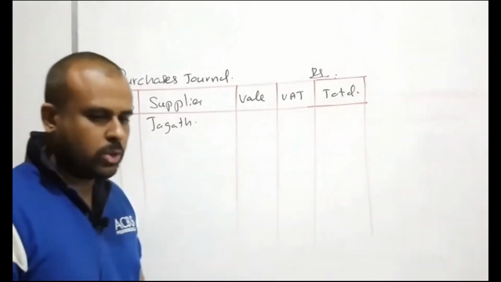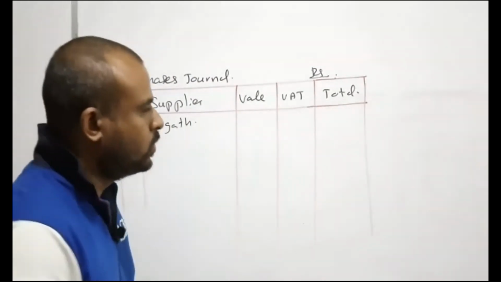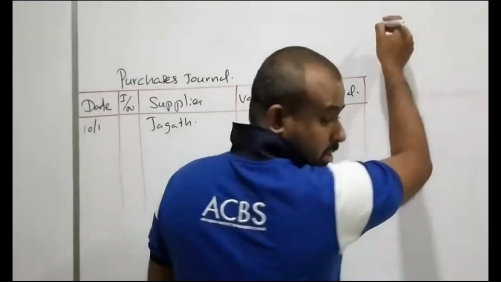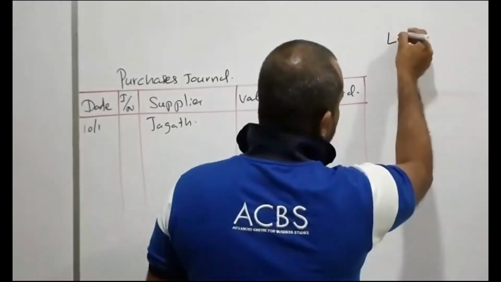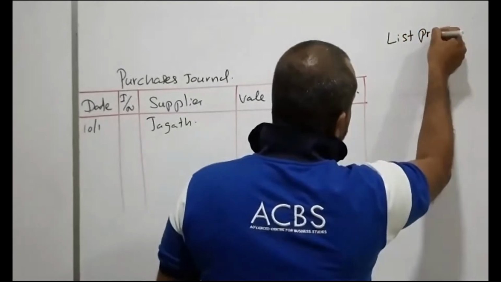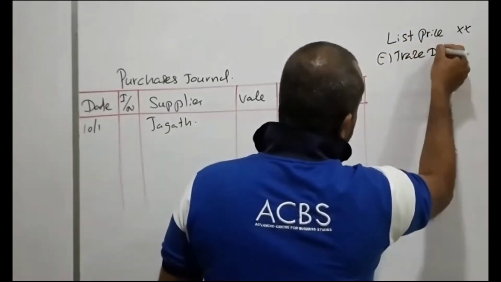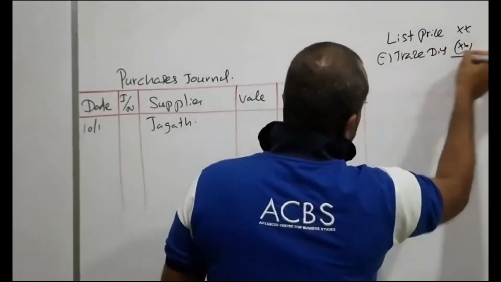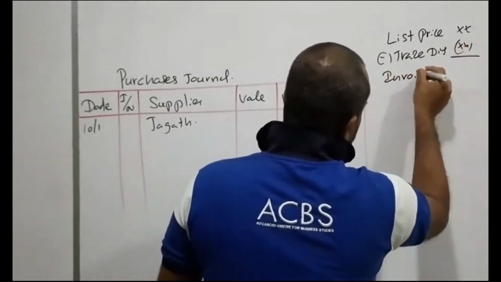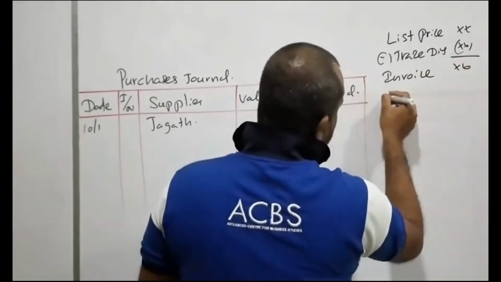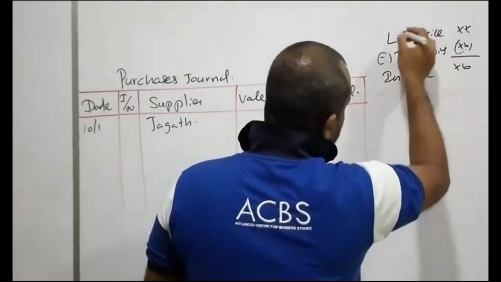Do we record the list price in the books? Yes or no? No. Because what is the list price? What is the relationship? Look, from the list price, when you subtract the trade discounts offered, what will you get? The invoice price. This is the difference between the two.